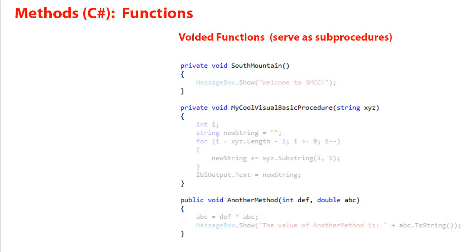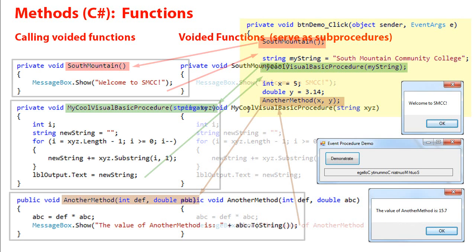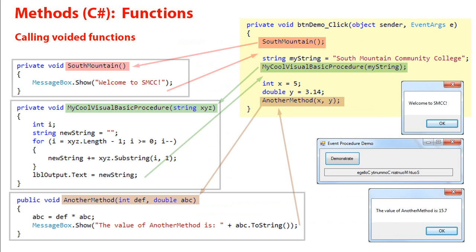So the question becomes then, since these are not triggered by events, how do we actually execute this code? Well, here are those same functions that are called from within another procedure, in this case an event procedure. When I click the button named btnDemo, the first thing it's going to do is execute the line of SouthMountain. It's going to go look for a function named SouthMountain and execute that function, in which case it's going to bring up a message box that says welcome to SMCC. Then it's going to return control back to that calling procedure.